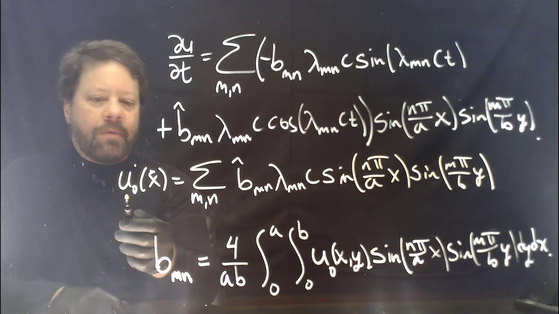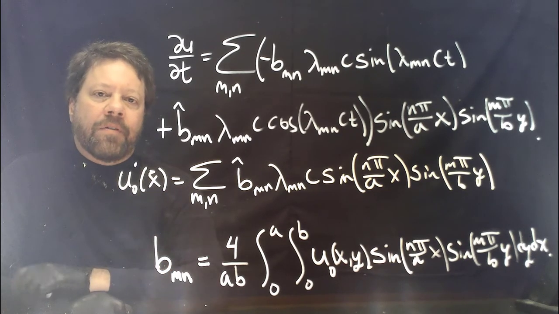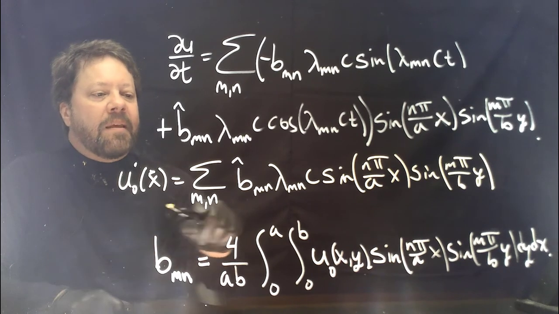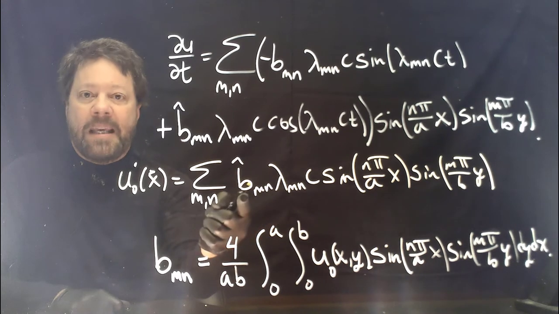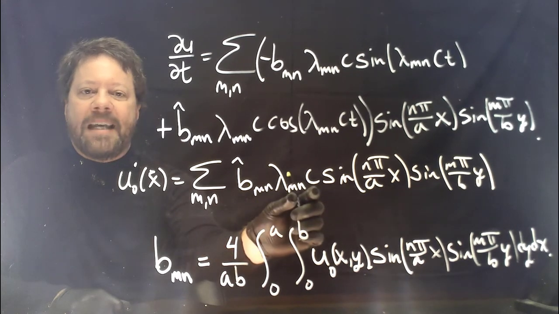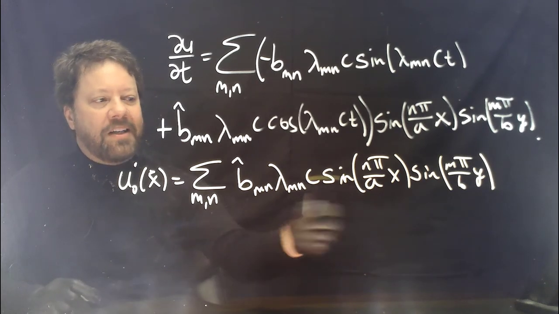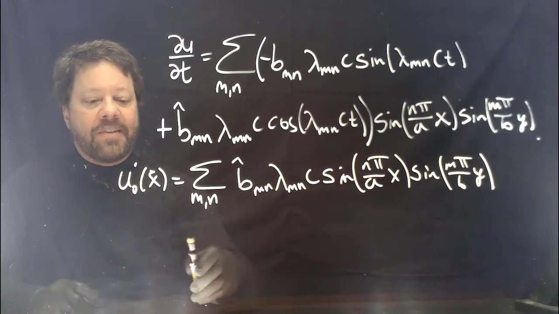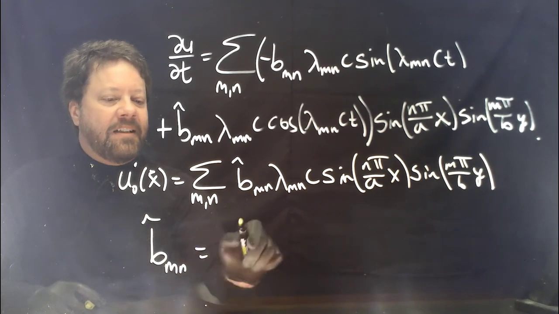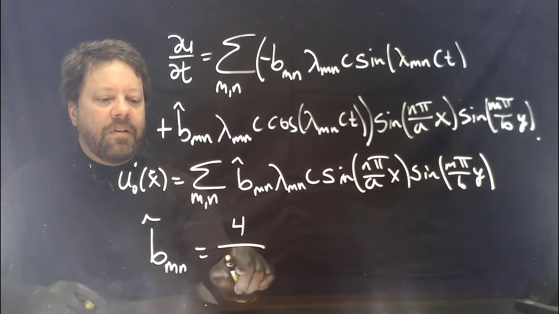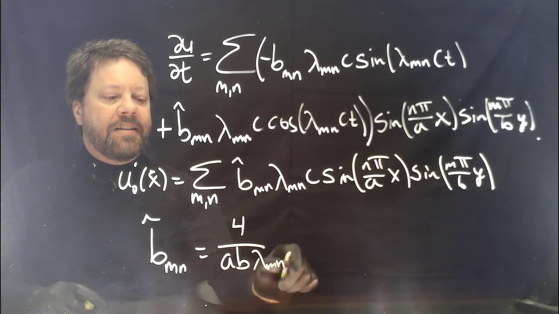We can find a Fourier representation of the u naught dots, the initial velocities, for the initial displacement, but then we equate coefficients to figure out the b hats. We'll have to divide the lambda mn c's off by taking inner products on each side with respect to elements of the Fourier basis. We can solve for b mn hat. It will, of course, be 4 divided by AB. We'll have the lambda mn c's divided off.